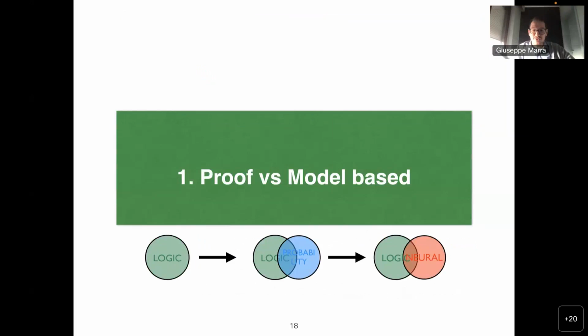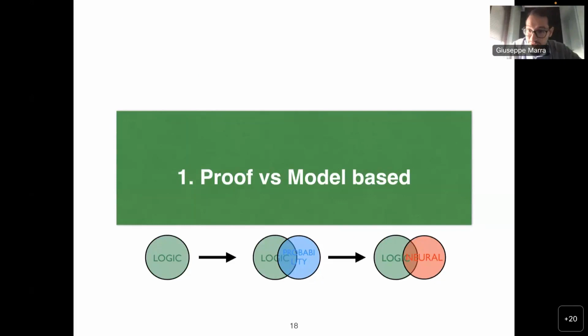which is based mainly on a logical perspective. And usually in computational logic, there are two main ways of using logical formalism: one that is proof-based, one that is model-based. And let's see how this is transferred to statistical relational AI first and then neurosymbolic.